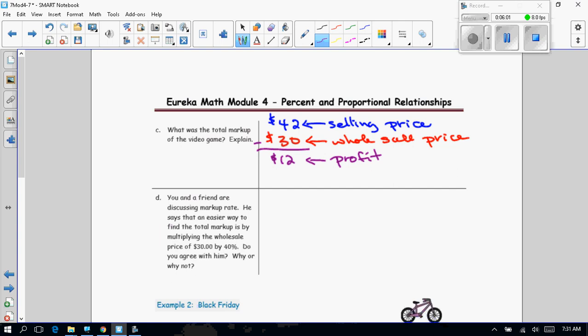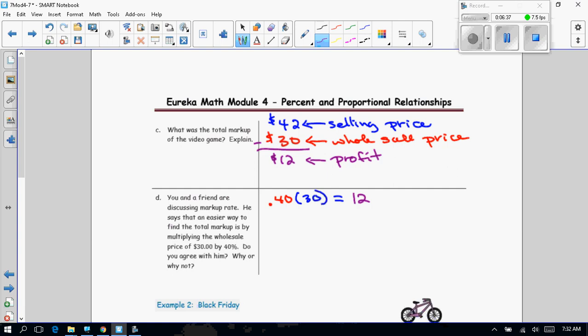Okay? You and a friend are discussing markup rate. You both are in math class and you're discussing how this works. Your friend says that an easier way to find the total markup is by multiplying the wholesale price by 40%. Do you agree with him? Why or why not? So here's what your friend is saying. Let's take that 40%, 0.4, and multiply it by the wholesale price, which was 30. And if you do that, you get 12.